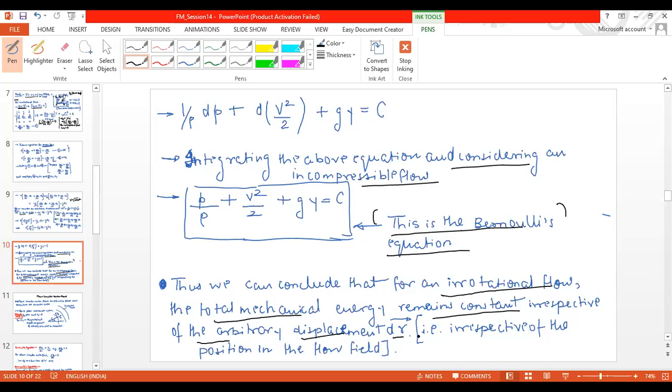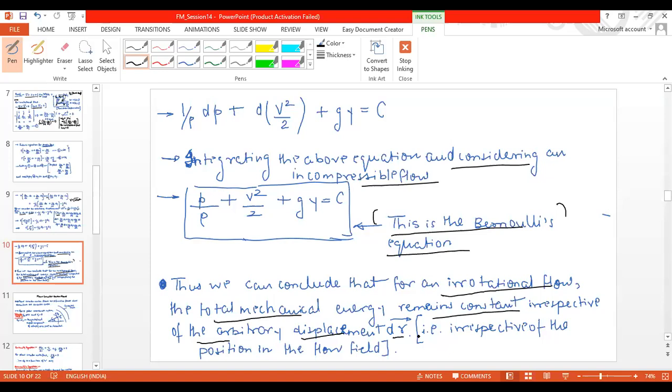Very important term. So what was dr? Dr was nothing. It was an arbitrary displacement. We don't know whether this dr vector is along a streamline, or it is at an angle to the streamline, or it is perpendicular to the streamline. We don't care. So this dr vector is independent. So we found out that for a random, arbitrary displacement dr vector, the mechanical energy is going to remain constant in the entire flow field. And this condition is true only when the flow is irrotational.